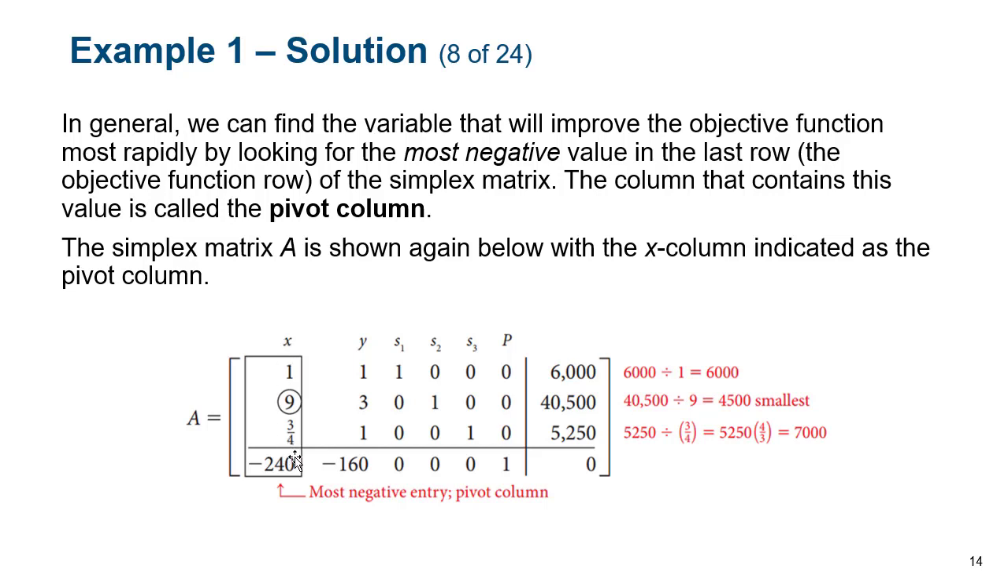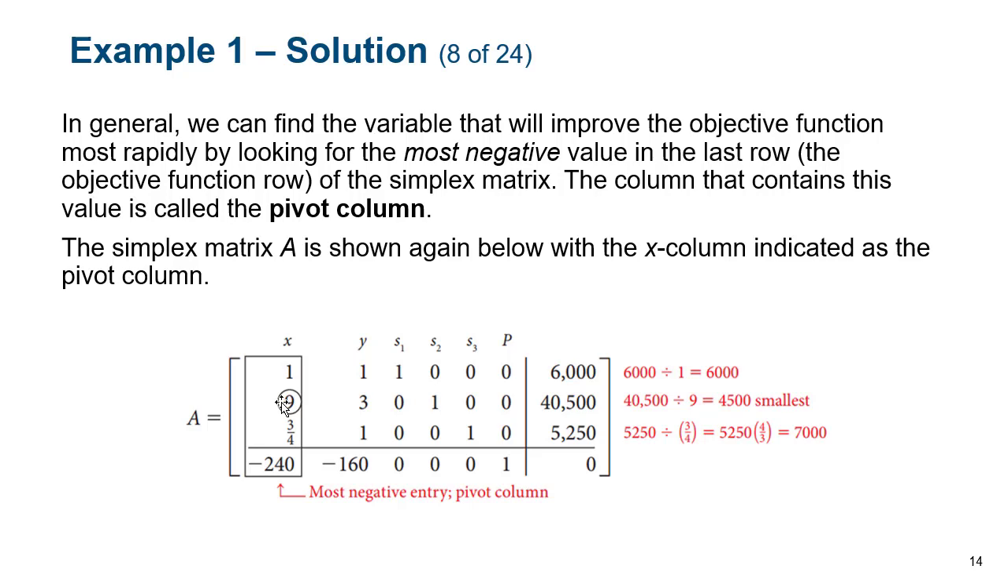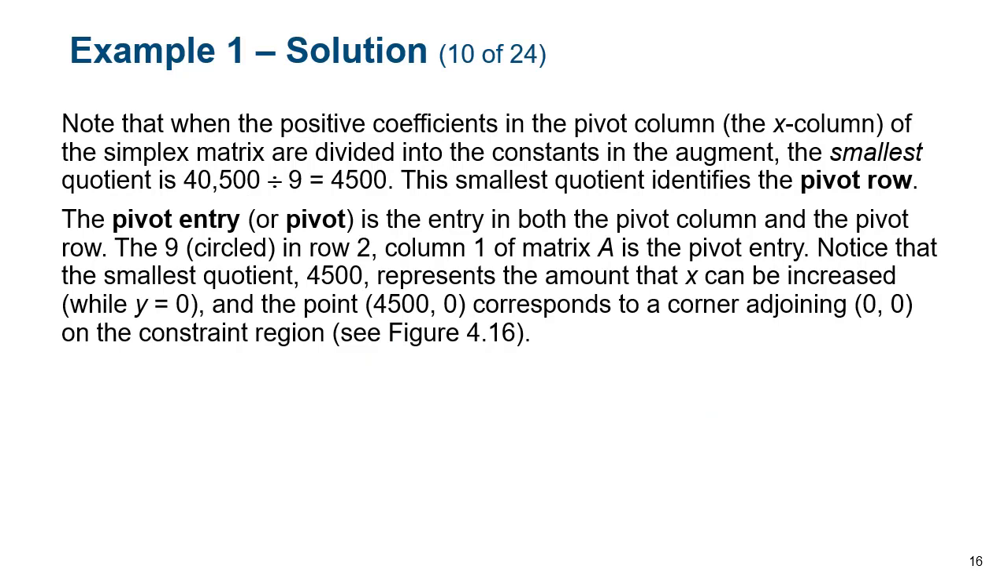So we found the column by finding the most negative entry. That gives us the pivot column. We find the pivot row by finding the smallest quotient of taking the augments divided by those numbers. And then the intersection of the column and the row gives us the pivot value, or the pivot number, or just the pivot. And the reason why we do that is because that smallest quotient we found of 4,500 represents the maximum amount that x can be increased while we hold y constant at 0. And so that's the first corner that we're going to go and check.